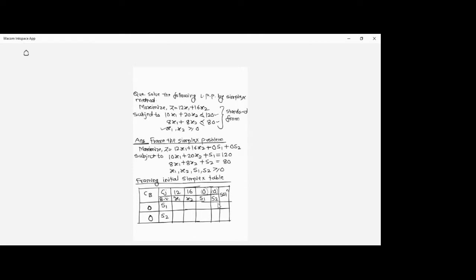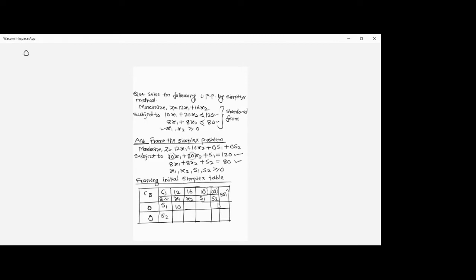So now let's begin. We have to represent our constraint number 1 and constraint number 2 in this simplex table. So consider our first constraint. Here x1 has a coefficient of 10, so I'll be writing it here as 10.